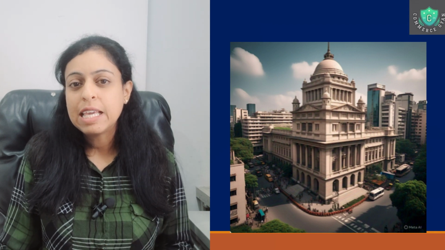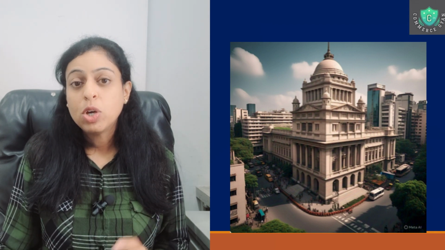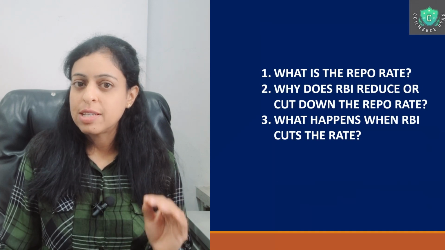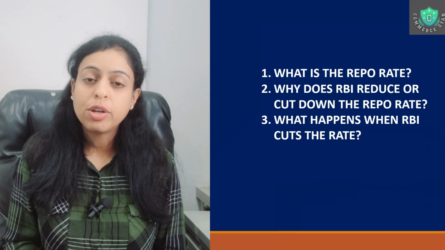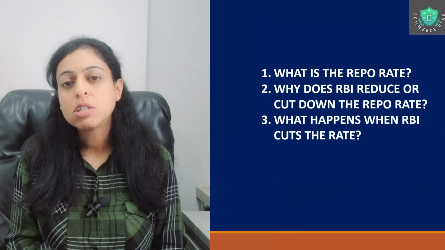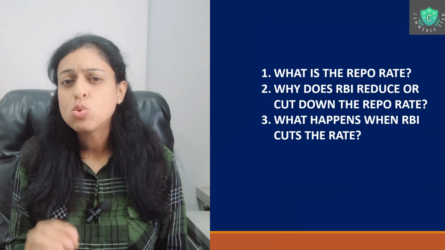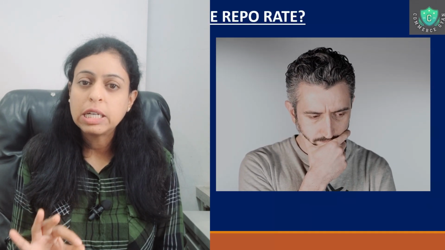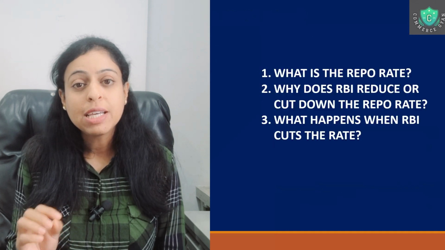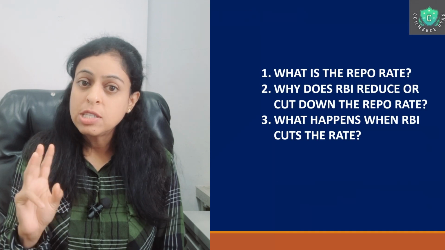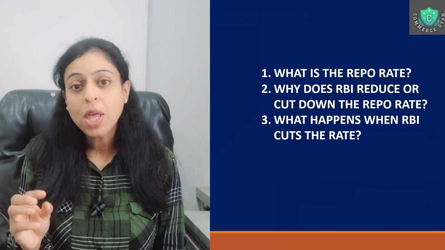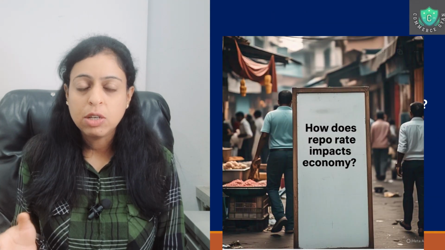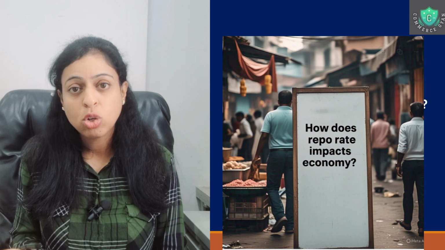We are going to understand three things connected to this repo rate. First of all, what is this particular repo rate? The second important thing that we need to understand is why does RBI reduce or cut down the repo rate? And third is what happens when RBI actually cuts this particular repo rate. These are three important things that we need to understand from the angle of how it impacts individuals in the economy and how it impacts the economy as a whole.